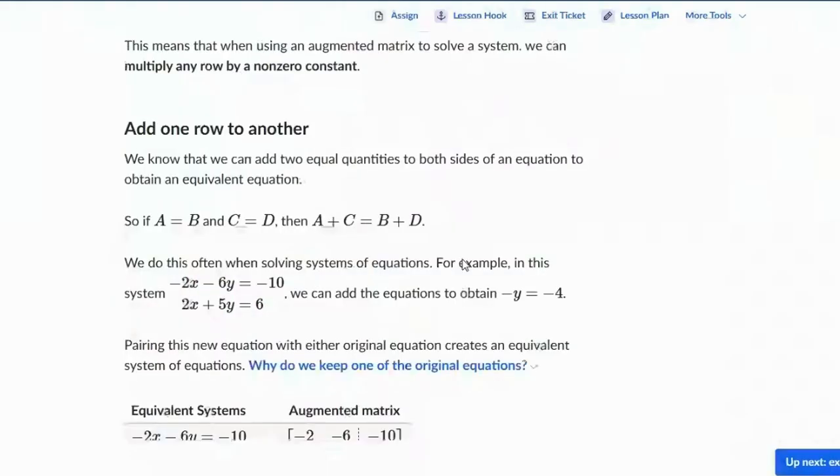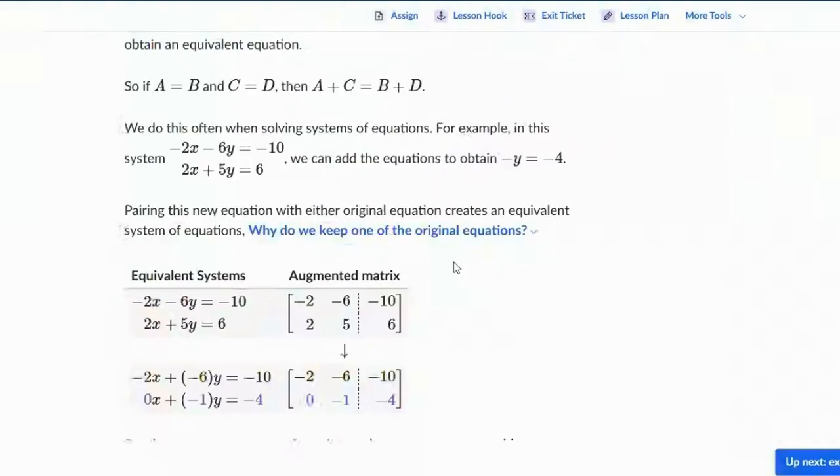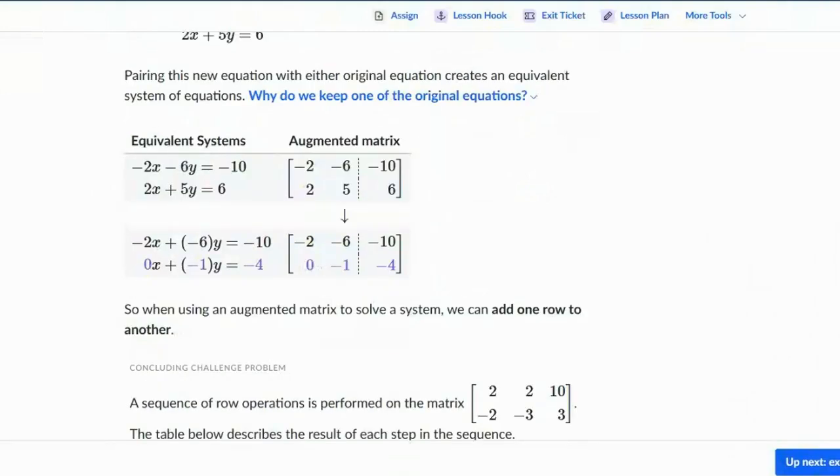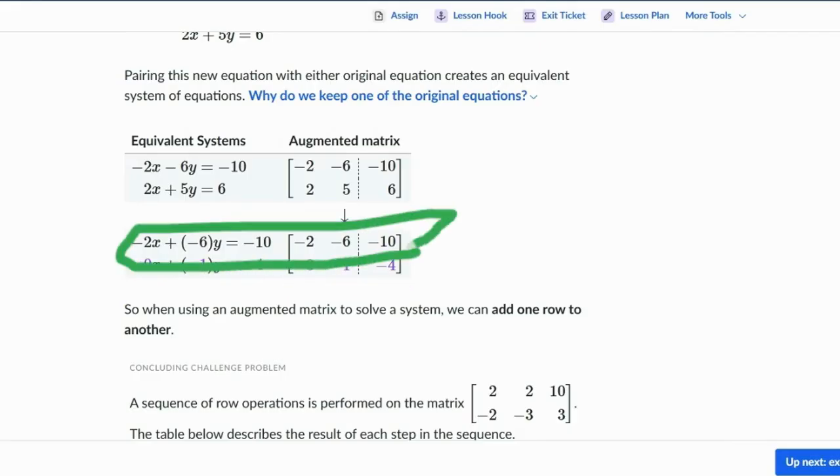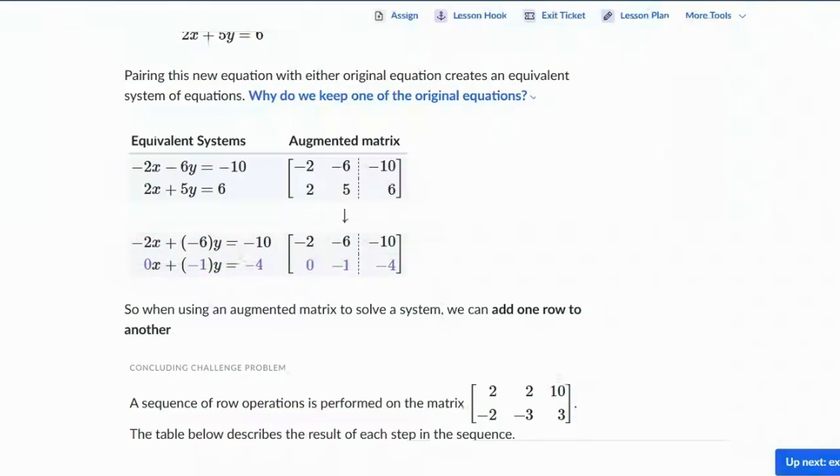So that takes us to adding one row to another. When we changed this to a negative 2 and a positive 2, the next thing we did was add these together. And that gets rid of the x, right? So if we add those together, we got rid of the x in the second row. So it's now negative y equals negative 4. And then we would work later with this other one to try to get an x equals. Because right now we've got negative 2x minus 6y equals negative 10. But this is solved for y right there.